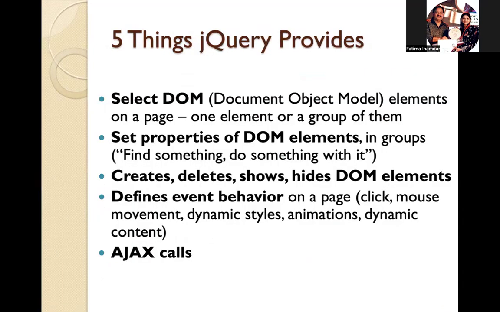So jQuery provides a way to select DOM elements on a page, either one element or a group of elements. Then afterwards we set the properties of the DOM element. In this group, we find something to do something for a particular operation: create, delete, show and hide the DOM element, and define the event behavior, such as clicking on a particular part, the mouse event, mouse movement, dynamic styling, animation, dynamic content, which come under event behavior, and the last one is the Ajax call.